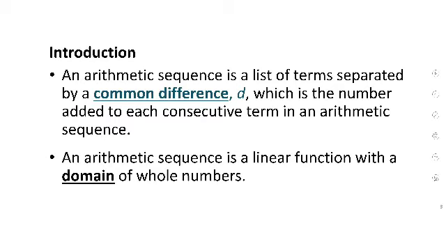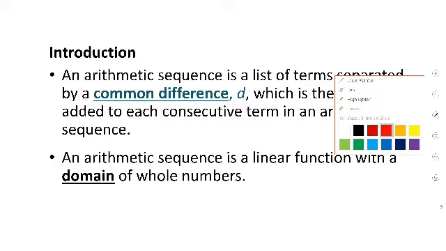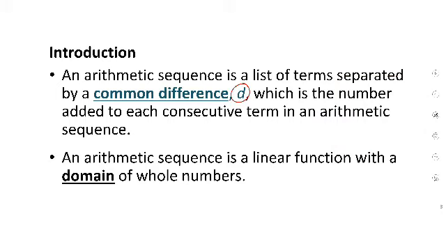So let us go back or have a review on what is arithmetic sequence. We defined last time that an arithmetic sequence is a list of terms separated by a common difference d. The common difference is denoted by d, which is the number added to each consecutive term in an arithmetic sequence. We also defined last time that an arithmetic sequence is a linear function with a domain of whole numbers.